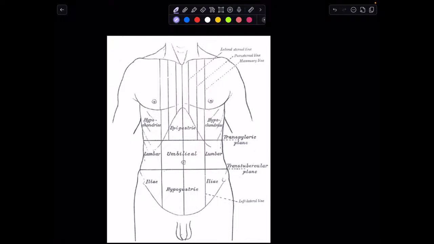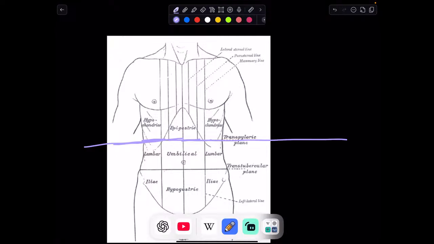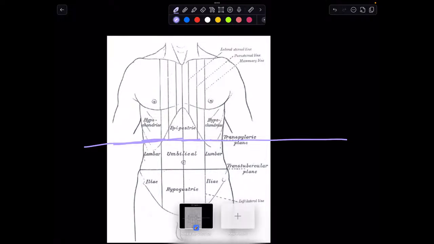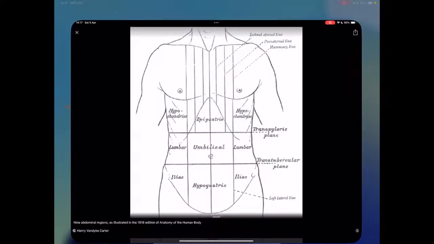So the transpyloric plane is between the epigastric and umbilical? Exactly. The transpyloric plane is roughly halfway between the jugular notch at the top of the sternum and the upper border of the pubic symphysis. It's a horizontal plane that often aligns with the L1 vertebra. So it's above the umbilical. Yes, it's above the umbilicus. The transpyloric plane typically lies a few centimeters above the belly button. It's an important landmark for locating various abdominal structures.